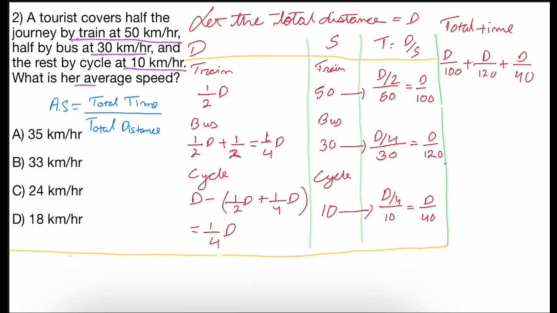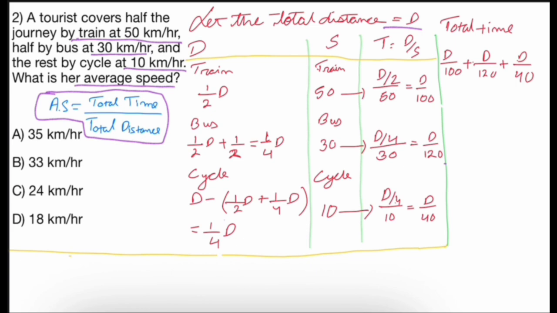What is her average speed? So in this question we need to find the average speed, and the formula of average speed is the total time divided by total distance. Okay, so in order to get the average speed we need to know the time and the distance, but in the question neither the time nor the distance is given. So let us consider that the total distance covered by the tourist in her journey is equal to D, right? So we'll find individually how much distance is covered by the train, bus, and cycle.